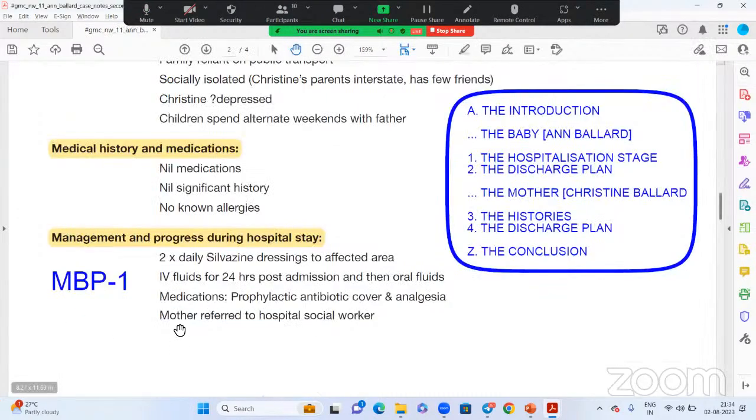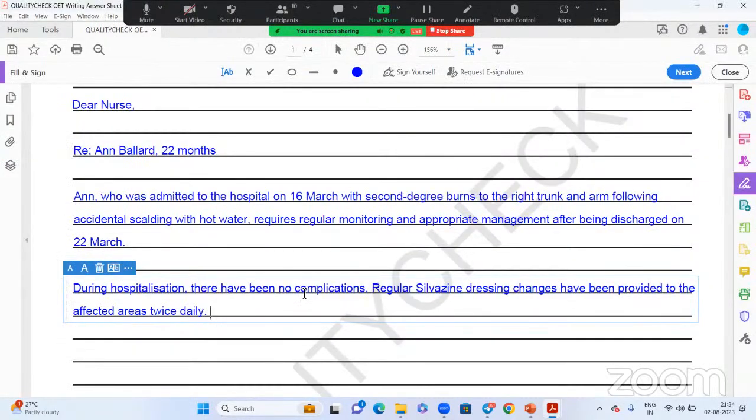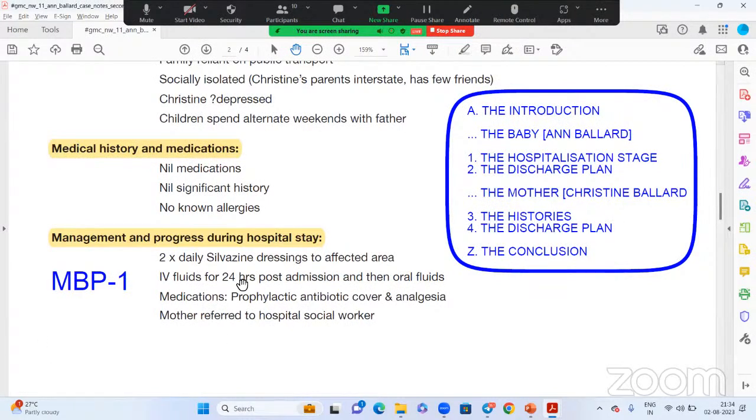Right. Next one. IV fluids for 24 hours post-admission and then oral fluids. Post-admission. Intravenous fluids. Don't write IV fluids, write intravenous fluids. Intravenous fluids have been provided for the first 24 hours after admission.